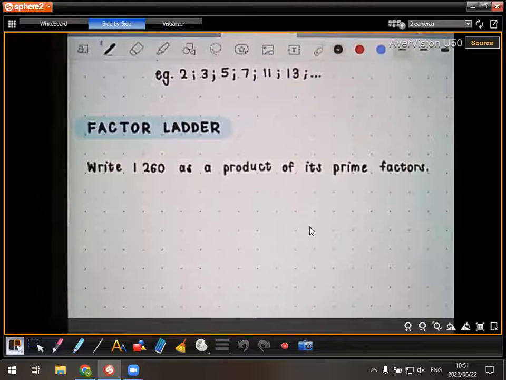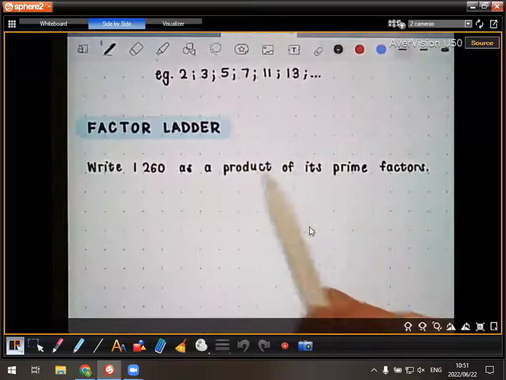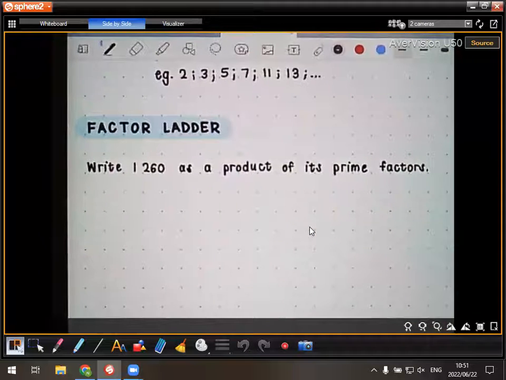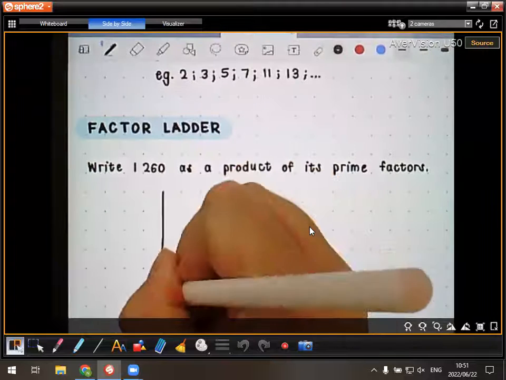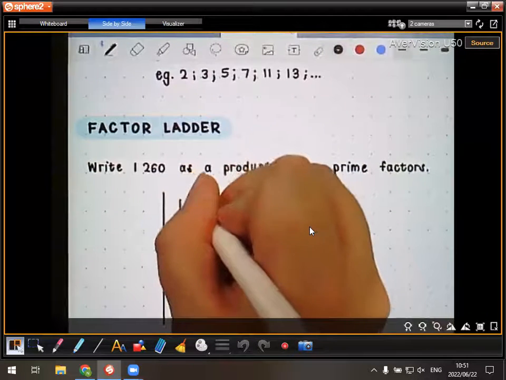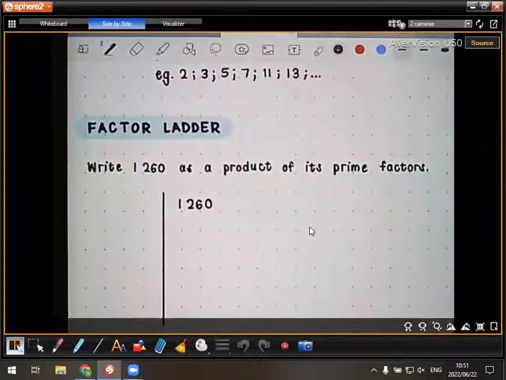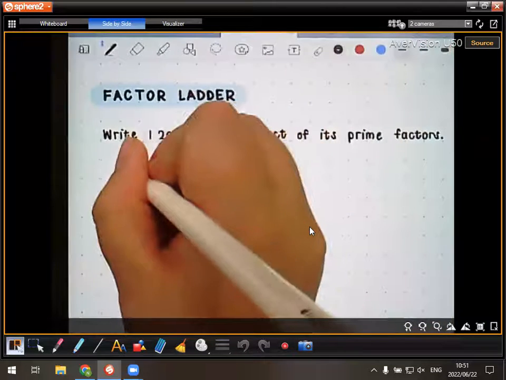Okay, so guys, this is now obviously the question, right? So I'll ask you in a piece like that. Write 1,260 as a product of its prime factors. Okay, so when you see a question like that, when they ask you to write something as a product of its prime factors, I want you to draw a straight line. My line might be too long, but it doesn't matter. And you are going to put the number on this side.